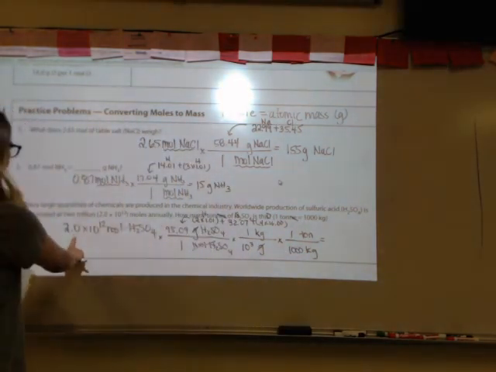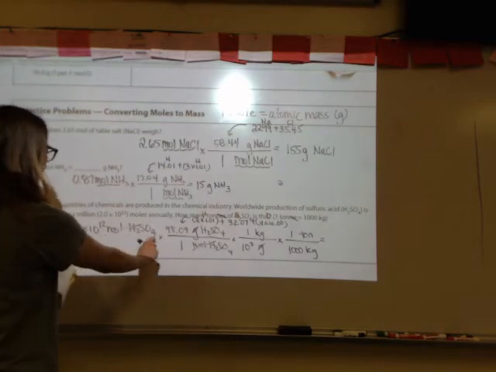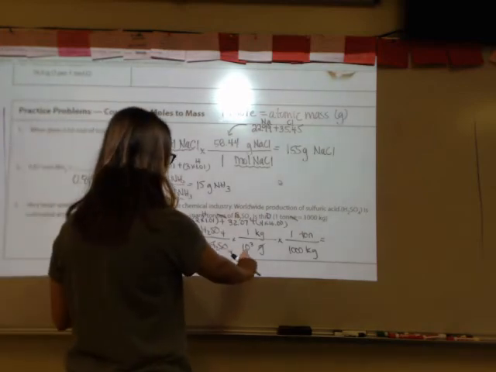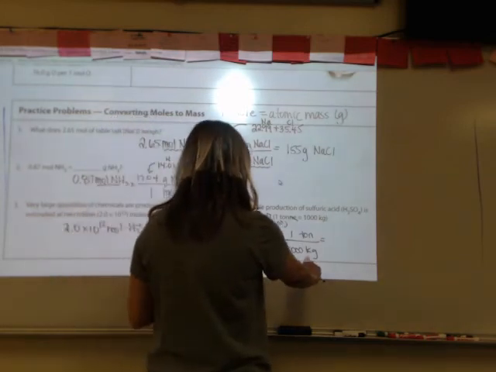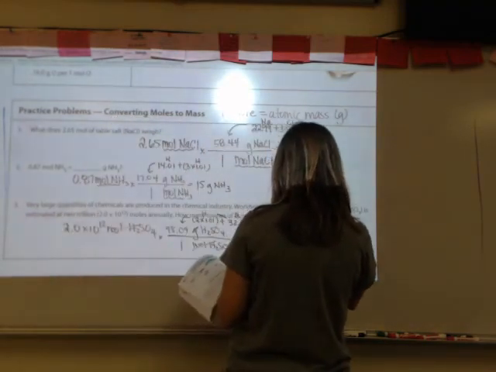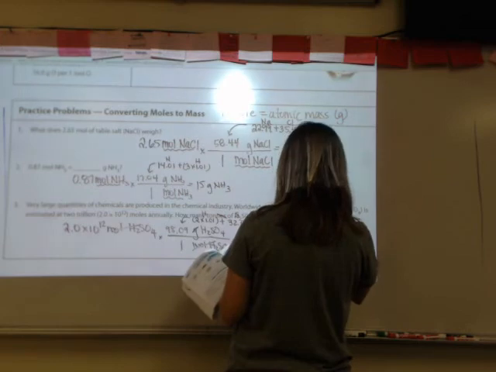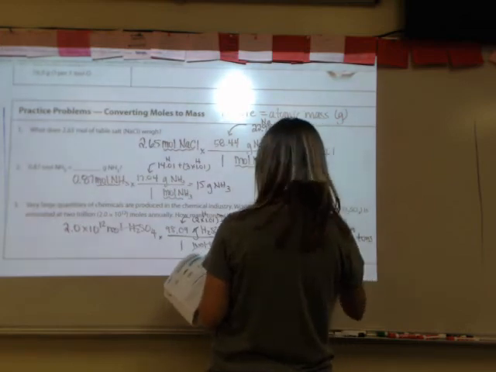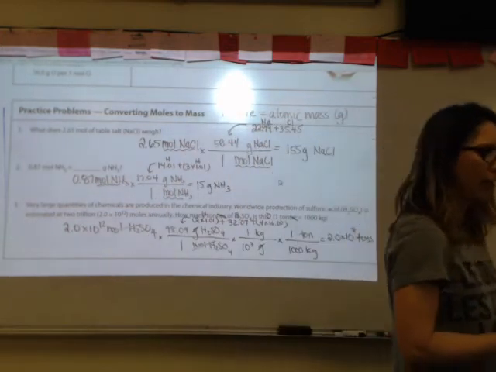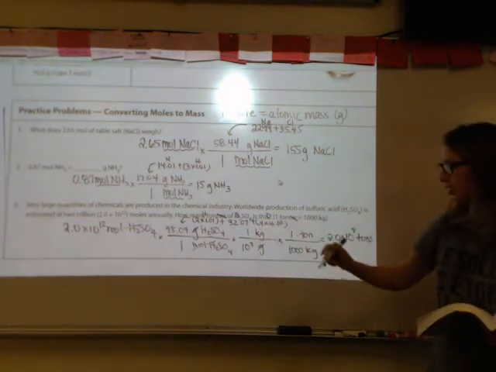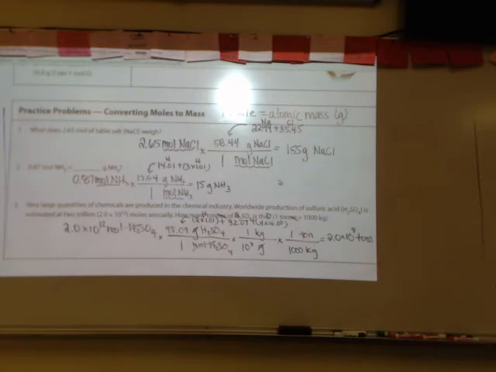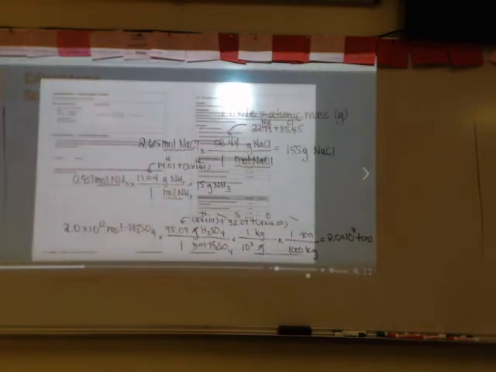So this is 2.0 E 12 times 98.09 divided by E 3 divided by 1,000. You're going to get 2.0 times 10 to the 8th tons. That follows the 2 sig figs that I had in the very beginning because the power of 10 and the number 1 are exact. And we can go on to the last section on the next page.